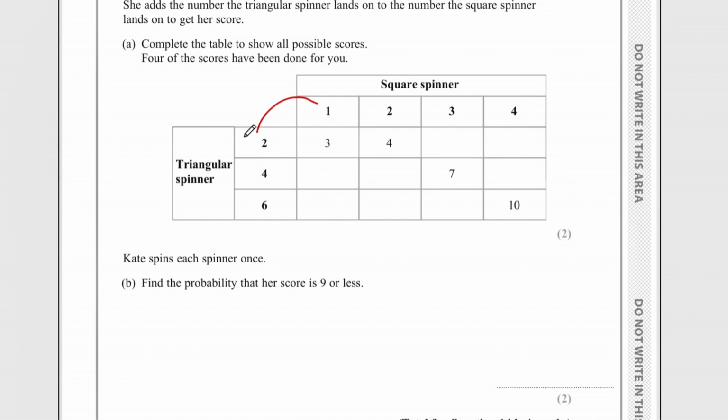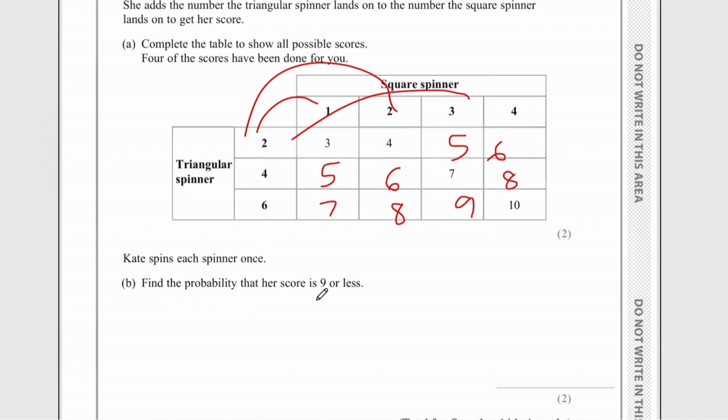2 plus 1 is 3. 2 plus 2 is 4. So go ahead, 2 and 3, that will give you 5. 2 plus 4 is 6. 4 plus 1 is 5. 4 plus 2 is 6. 4 plus 4 is 8. 6 plus 1 has to be 7. And this is 8. And this obviously is 9. And that is 10. Okay, so this is how you complete it.